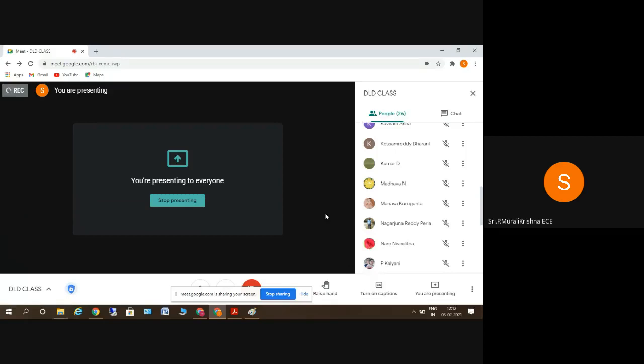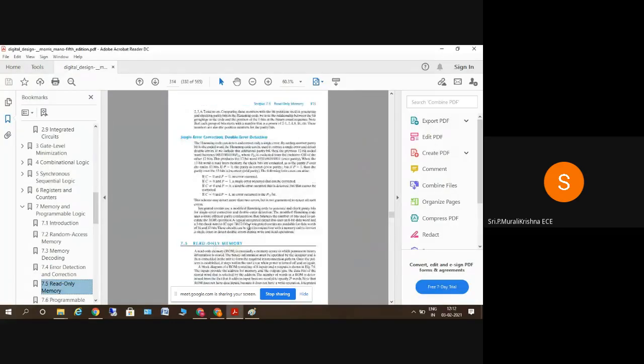After discussing the flip-flops and all, we'll see memory decoding. So first of all, we'll see ROM, the kinds of ROM and how the ROM will be. That is read-only memory. So we'll discuss the read-only memory concept right now.